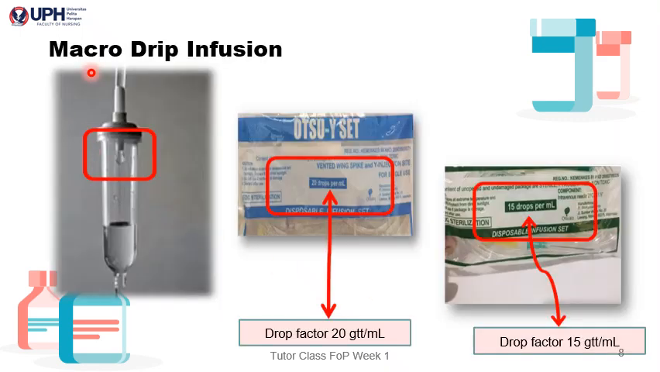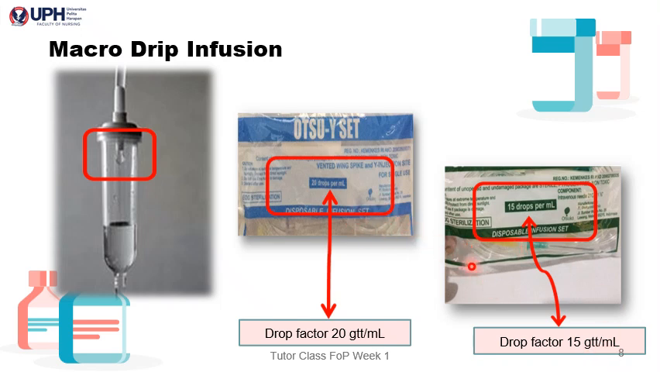Now let's see. This is the macro drip infusion, so it will be bigger like this. And you can see here it's 20 drops per milliliter. It means that the drop factor is 20 drops per milliliter. You can also read here 15 drops per milliliter, which means the drop factor is 15 drops per milliliter.